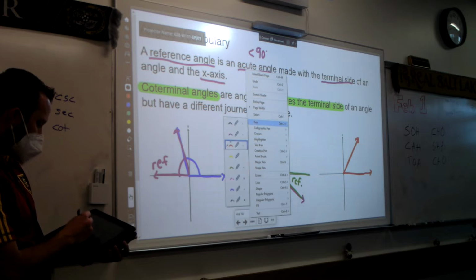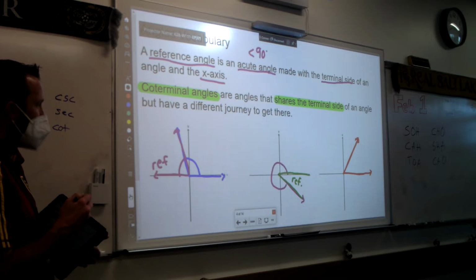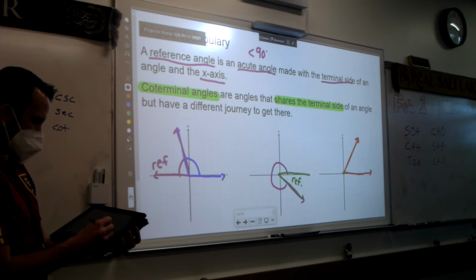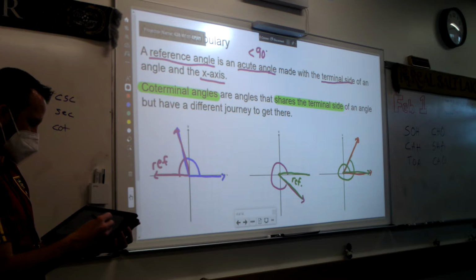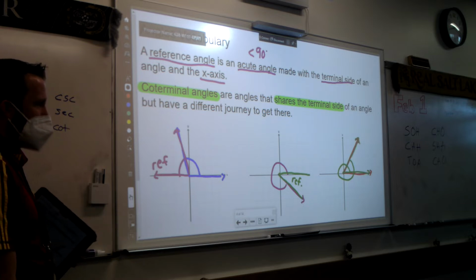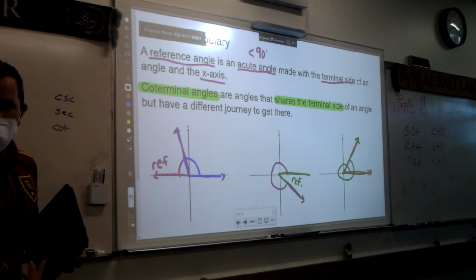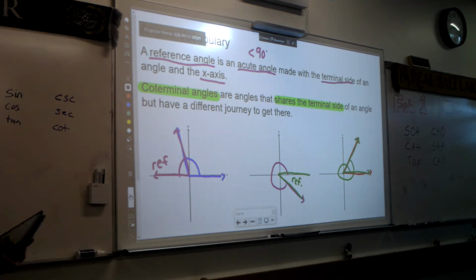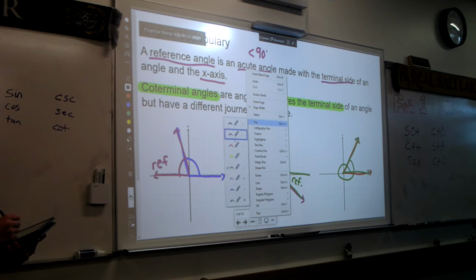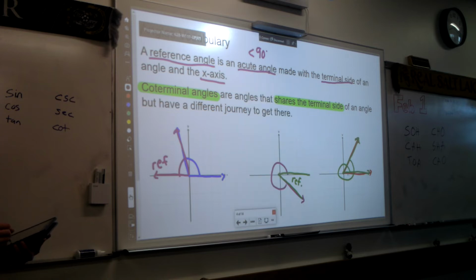Now, how could I get another angle to land on that angle but not draw the exact same angle? Well, one option is I could just go around one time and then land on it. Do you see how I landed on the same angle but I went a different route? What would be another option? How else could I get to that same angle but a different route? Yeah, instead of going counterclockwise, we'll just go clockwise. And I could just add on rotations, and those are all coterminal angles. They land in the same spot, but they had a different way of getting there, okay?